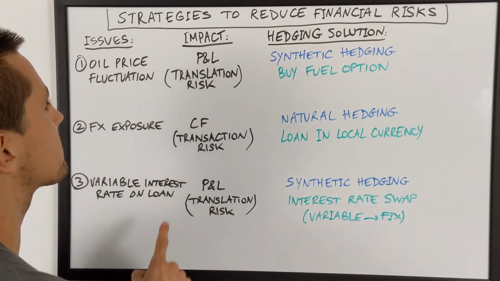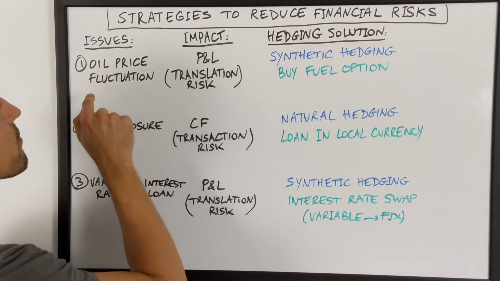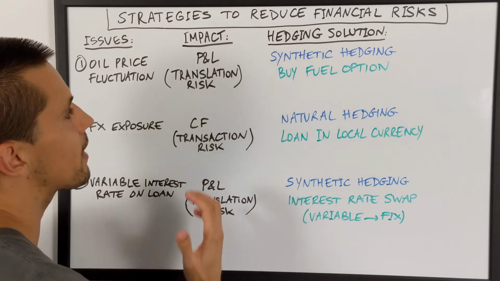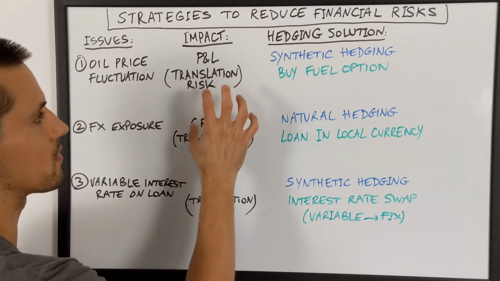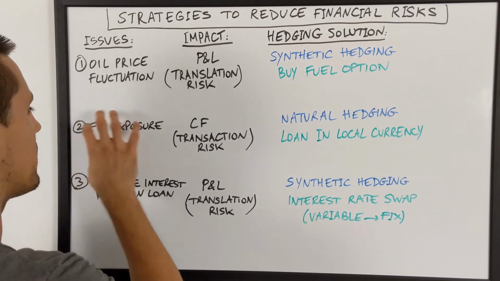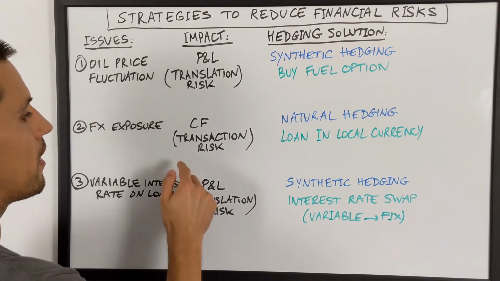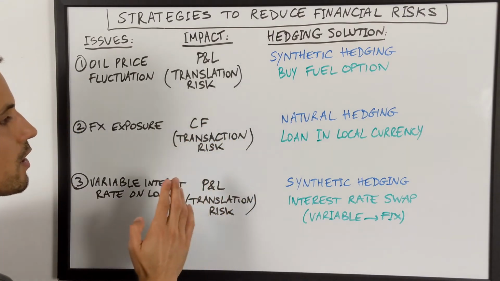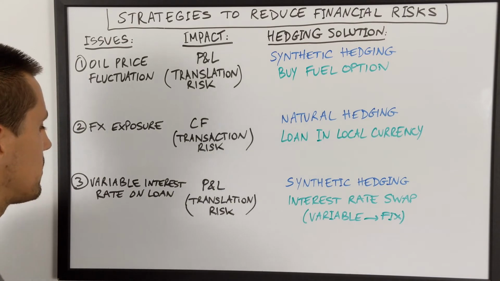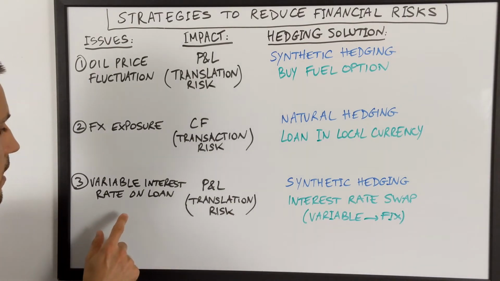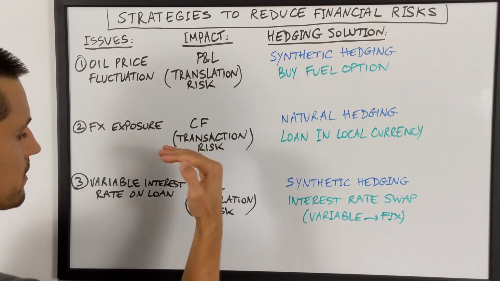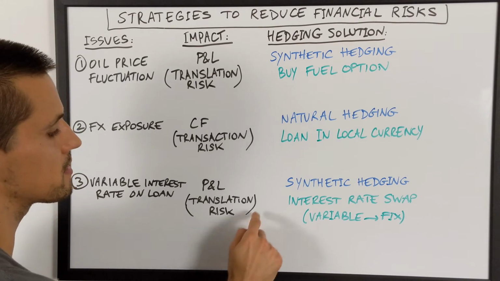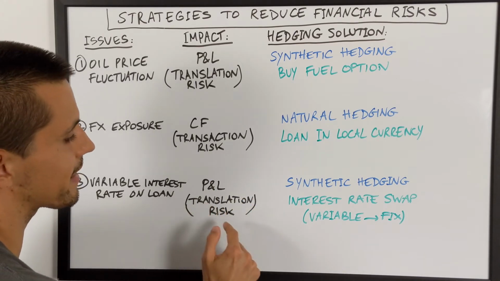Back to the impact, oil price fluctuation is a cost issue, which means it goes into your P&L. So here you have a translation risk, an accounting risk. In the second line here, FX exposure, you have a cash flow risk, so a transaction risk when you convert one currency into another. And in the third line here, your interest rate, especially a variable interest rate, will go into your P&L on the bottom, which means you're going to have an accounting issue, so a translation risk.